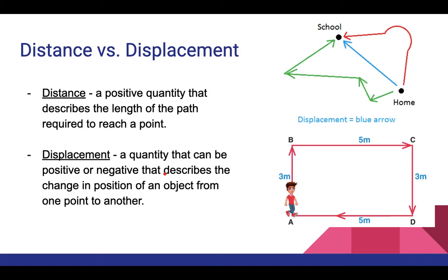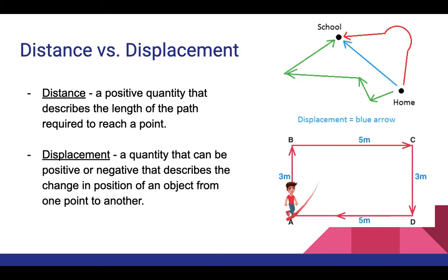Okay? So to give you some examples, all right, the green path, if I go from home to school, the green path right here represents my distance if I go on this green path. This red path right here, if I measure the length of this, would give me my distance. But my displacement is going to be represented by the blue arrow because that represents how far I end up from my original position, which is home.